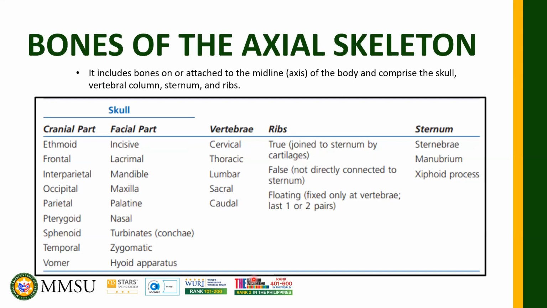Okay, so we have here the bones of the axial skeleton. It includes the bones on or attached to the midline of the body and comprise the skull, the vertebral column, the sternum, and then the ribs. So as what I have said, we will just focus dito muna sa skull. So we will have the cranial part and then the facial part. But then later on, hindi lahat ng mga to will be discussed. So may mga some important lang na nilagay ko, yun yung i-discuss ko for today.